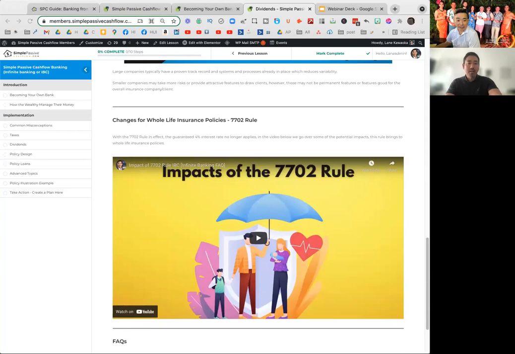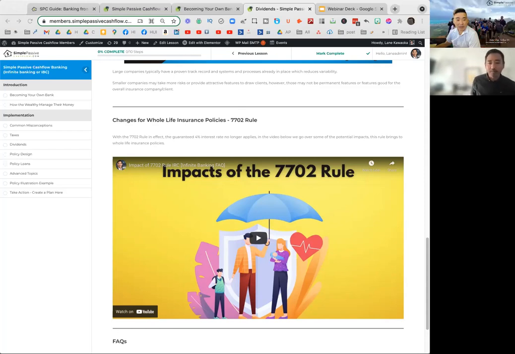All right, so I can take this. This is that big IRS law change, 7702, that's the tax code. The biggest impact here is the guarantees. Companies no longer have to do the 4%. So we're starting to see some products come out. All companies are mandated to have their new products out by the end of this calendar year. So Guardian and some other companies have started kicking out some of these newer products.